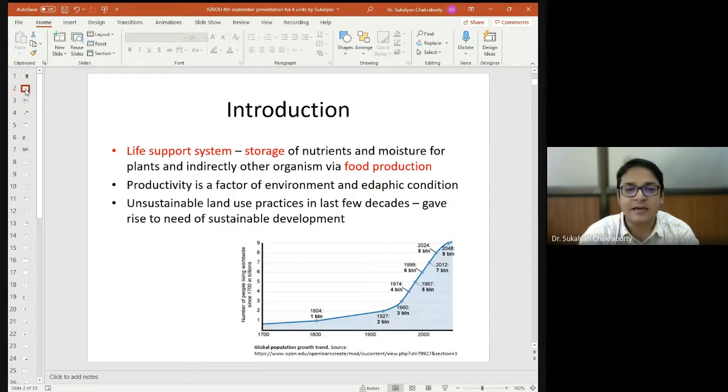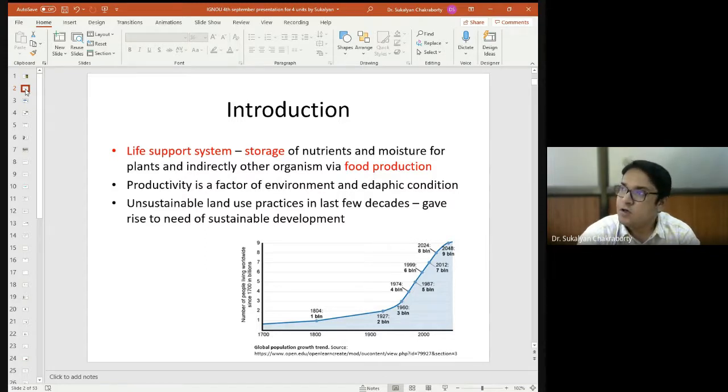And that entity is land. It stores nutrients and moisture for plants. And as I have told you, indirectly for all other organisms via the ecological food chain or food web. So that's why I tell you, land is a life supporting system. Productivity is a factor of environment and edaphic conditions.